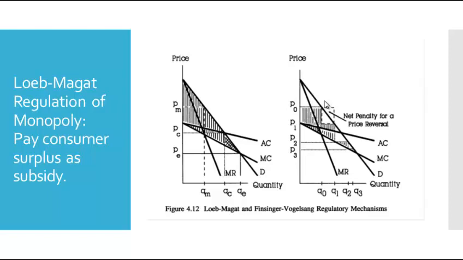It also requires less knowledge. To get the Loeb-Magat subsidy, you have to know exactly the full demand curve, whereas in the Finsinger-Vogelsang, you don't need the full demand curve because you can calculate: we were making this much before, and now we are making this much.